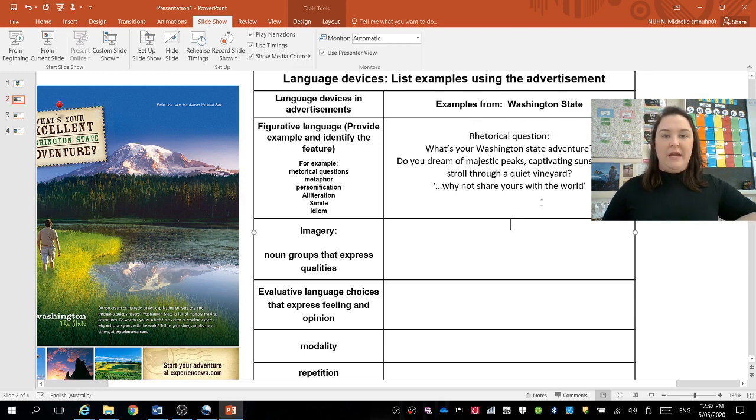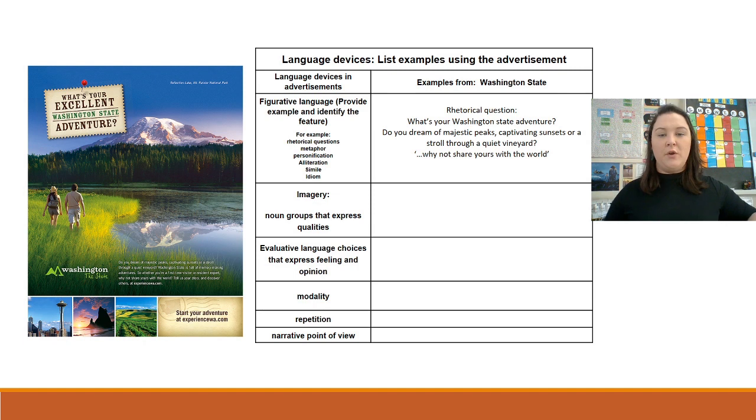Let's move on to imagery, noun groups. So hopefully by now you're understanding what noun groups are and how to identify them. First thing you're going to look for is, where are your nouns? One thing I want to make very clear is that a lot of these language devices and language features can overlap, so a noun group can also be evaluative language. So sometimes there is overlap and it's okay if they go into both categories.